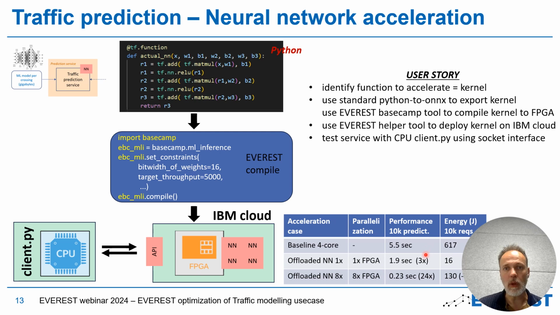while with the floating of 8 parallel instances of neural network, we achieved speed up of 24x, while also you cannot see it here, but we also achieved minus 75% of energy saving.